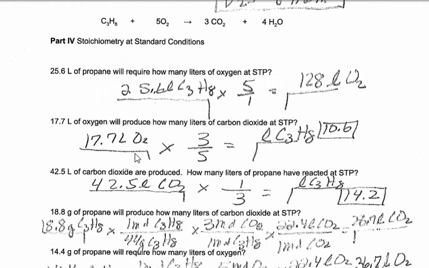Now let's follow up with the next two. 17.7 liters of oxygen. And we want to go to carbon dioxide here. Okay. I don't have the proper label here. This should be CO2 here, but that's okay. We can fix that. So 17.7 liters of oxygen. There's a 3 in front of my CO2, so I put a 3 there. Okay. And I want to look at our oxygen, which is a 5. So there's a 5 on the bottom there. Okay, so I'm going to take 17.7 times 3 divided by 5, and I'll get 10.6 liters. And again, that should be CO2 there.